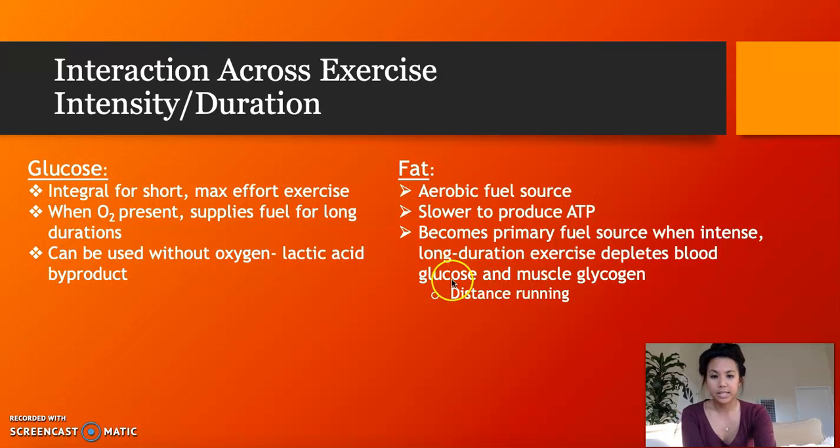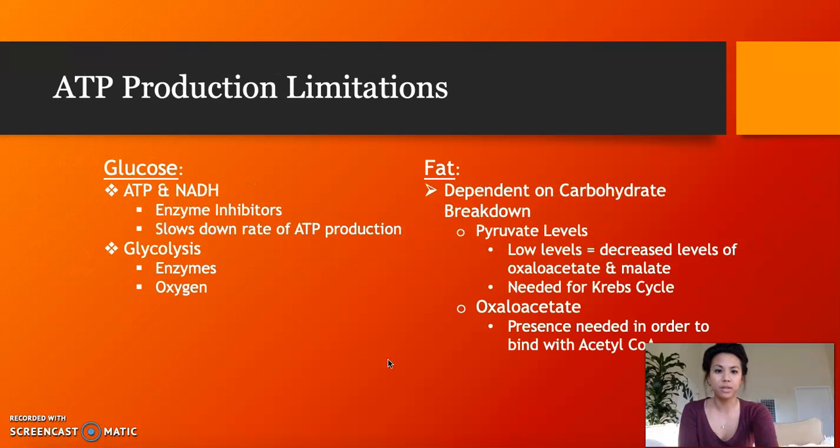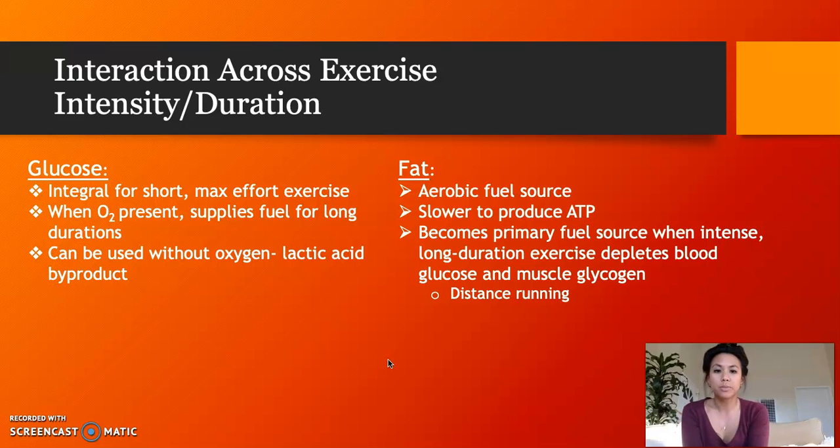Now with fat, it is the main fuel source for aerobic exercise. It does take longer than glucose to produce ATP. If you remember, we went through 7 cycles of beta oxidation. Fat also becomes the primary fuel source when intense long duration exercise depletes glucose and muscle glycogen. So when all of the blood glucose is used up, then we will start using our fat stores. So, for our long distance marathons, fat is a good fuel source. Because fat takes longer to produce ATP, it is typically better for long duration exercise.